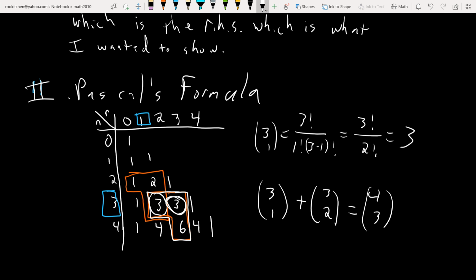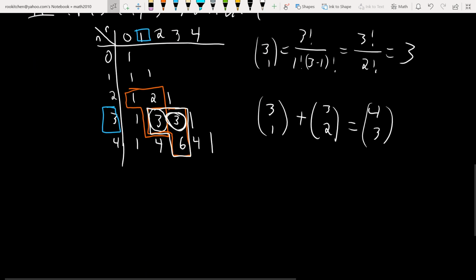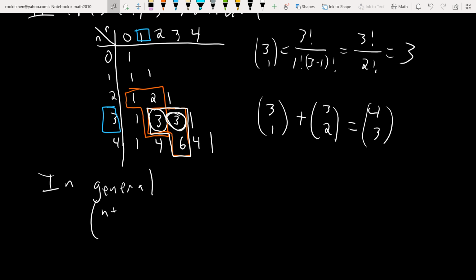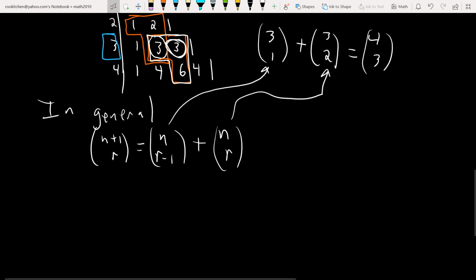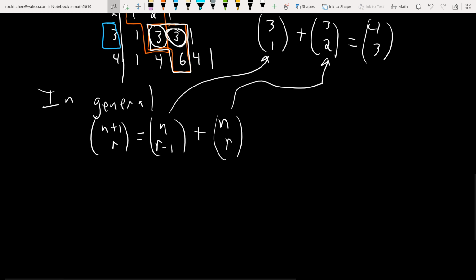Okay, so we want to rewrite that into a general form, and in general, that's Pascal's formula that we're introducing here. So in general, we have n plus 1 choose r equal to n choose r minus 1, plus n choose r. The n choose r was this one, and the n choose r minus 1 was that one. We want to prove this, and this time we'll do more of the combinatorial type proof rather than the algebraic, just to give you a flavor of how that goes.